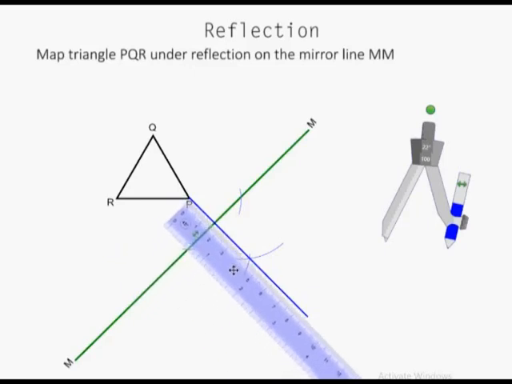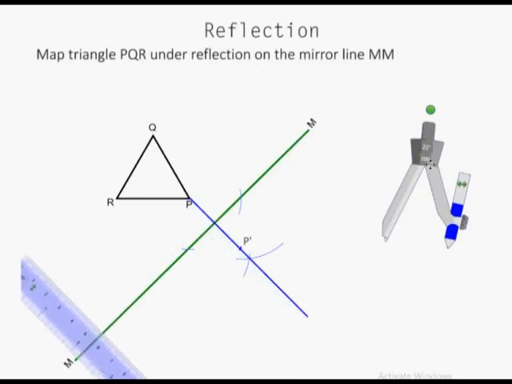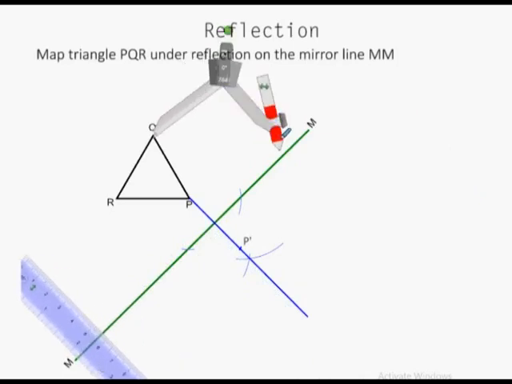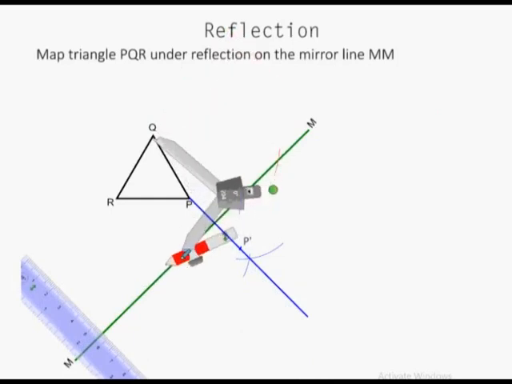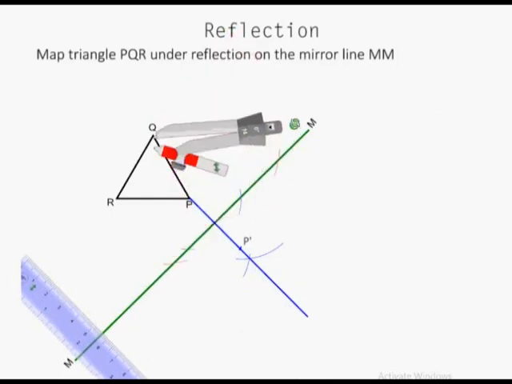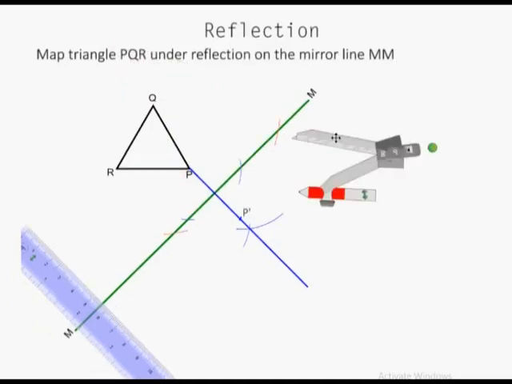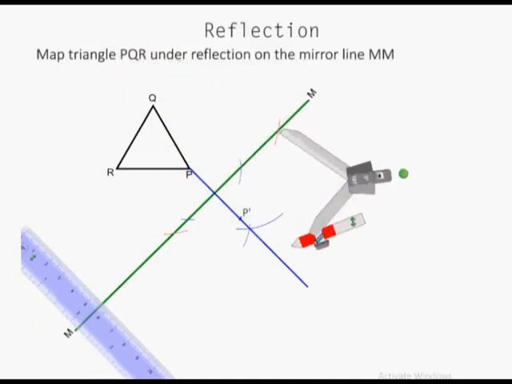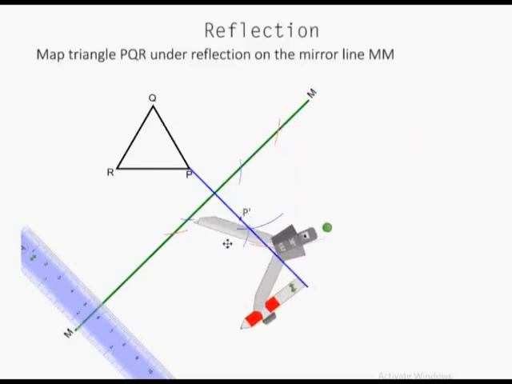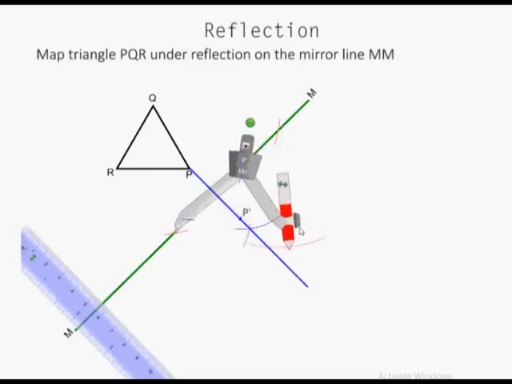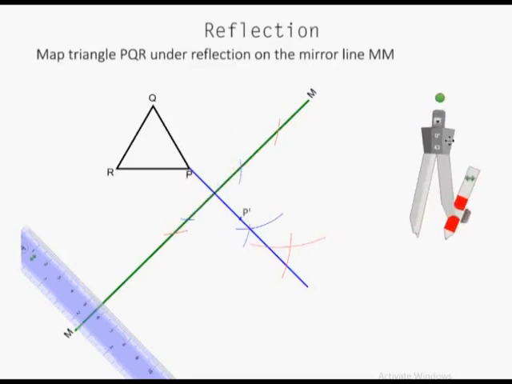With a ruler or straight edge, measure the length from P to the mirror line. Now take the same length on the other side and we have P'. We go to Q, place the compass and mark an arc. Place it here and mark another arc on the other side. And again place it here and another arc to intersect with the first one.